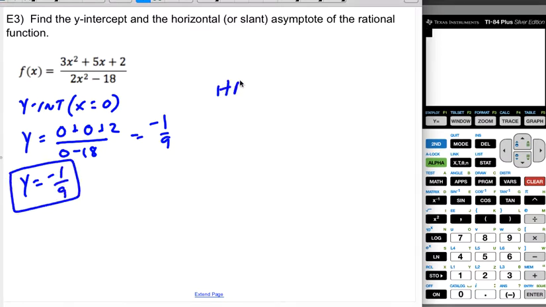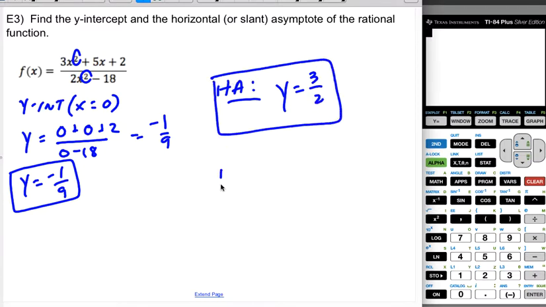And then for the horizontal asymptote, I just look at the degrees. I see that they're the same, and I say, that means I just need the fraction of the leading coefficients, and that's it. There is no slant asymptote. A thing to notice is you don't have both a slant and a horizontal asymptote.